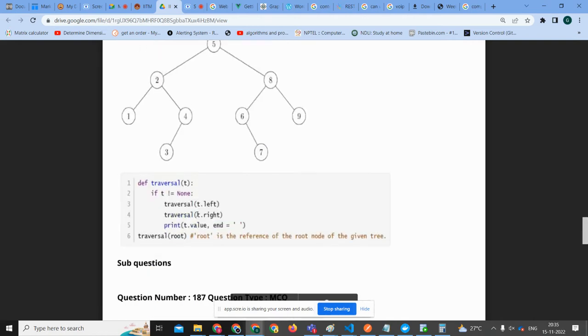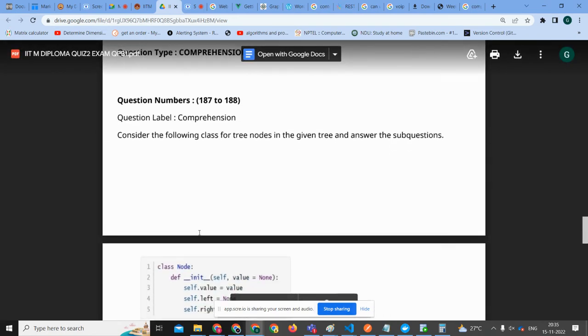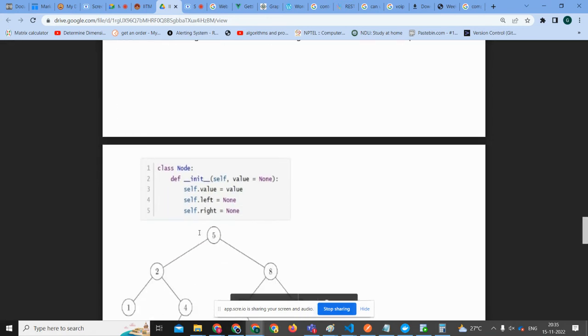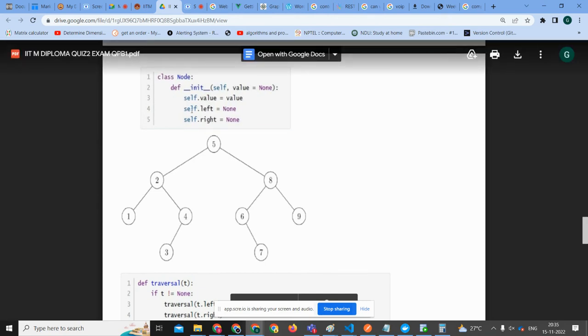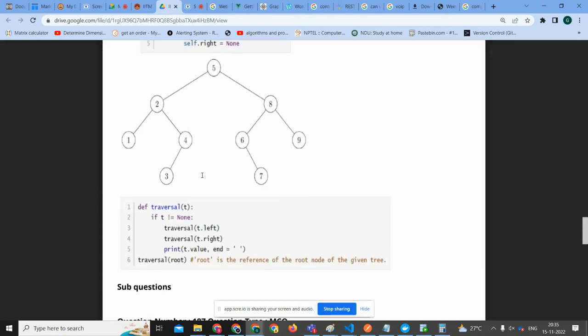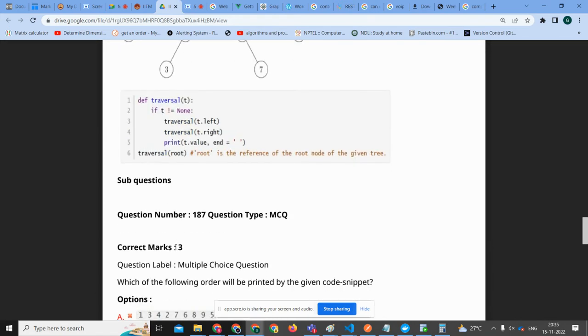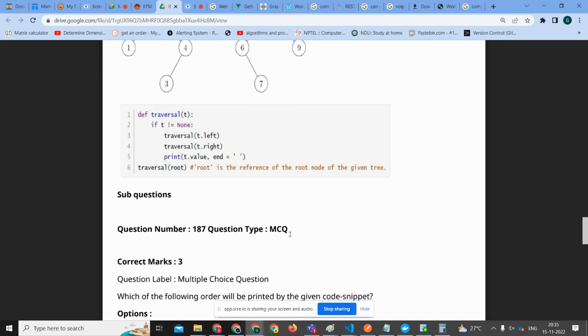So, going to the next question. What's this question? Consider the following class of tree nodes in a given tree. Answer the sub questions. Okay. So we have the node left, right, and the value. Fine. So traversal of the root. Which of the following orders will be printed by the given code?